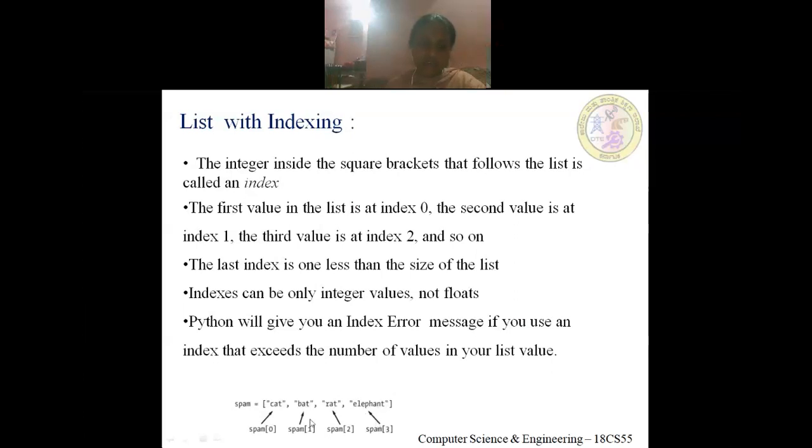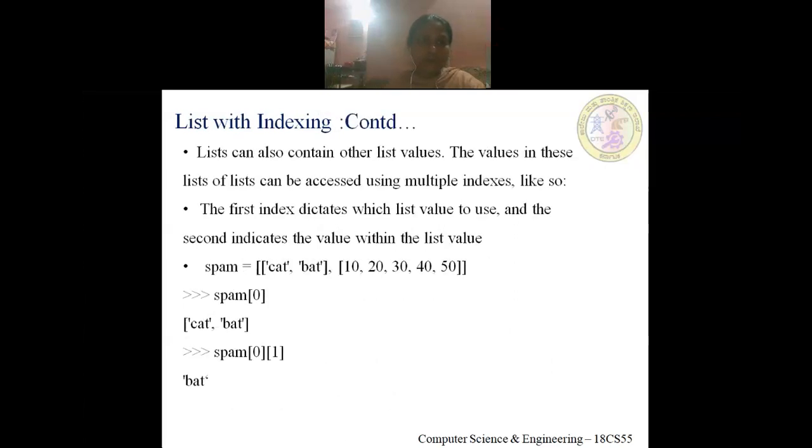The first index is always 0, and the index of the last element is the size minus 1. The size of the list is 4, so 4 minus 1, 3. So the index 3 represents the last item. So this is about how, with the help of indexes, we can access the elements inside the list. A list can also contain other lists.